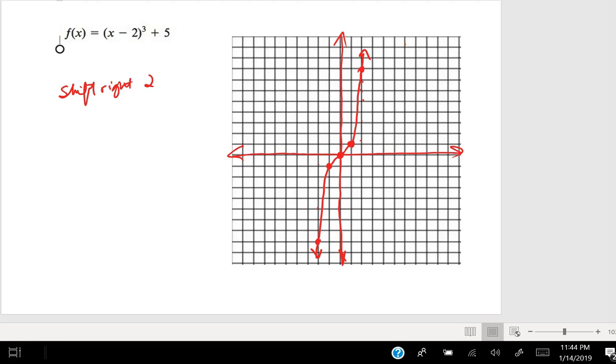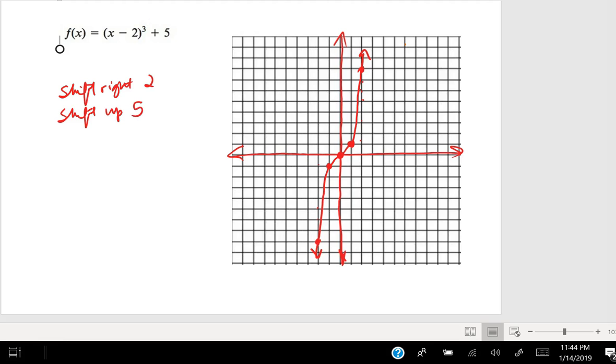Now, this always seems counterintuitive to me because it says a minus 2, but if you graph it out with points, you'll see that it will work out that when you have a minus 2 with the x, you're going to shift right 2. And if you had a plus 2 with the x, you're going to shift left 2. Okay, next we're going to look for our vertical shift. The number by itself tells us that, and that one actually does agree with what you're seeing. If it says plus 5, we're going to shift up 5.